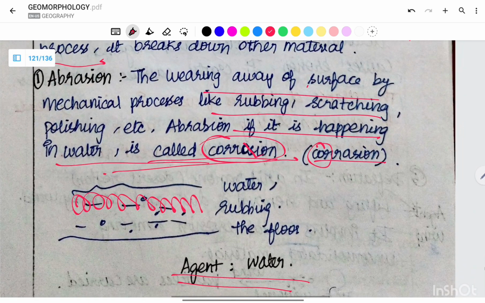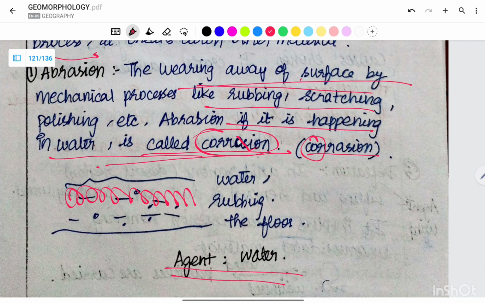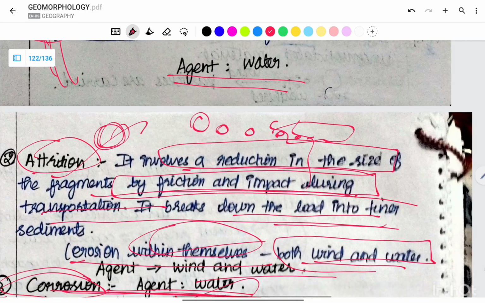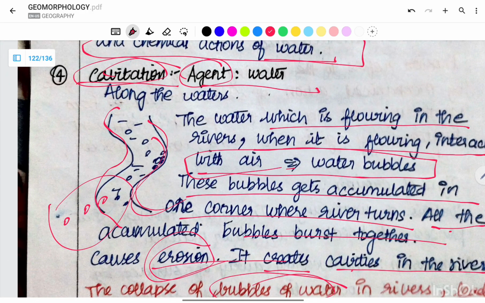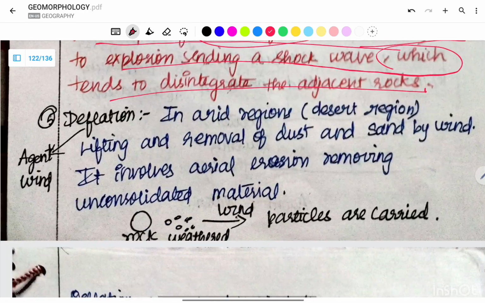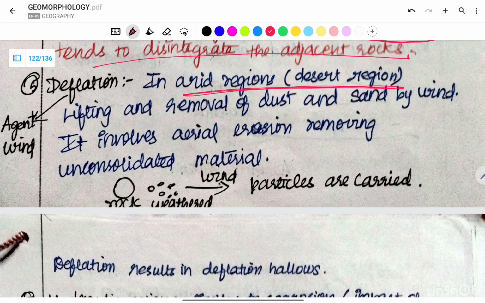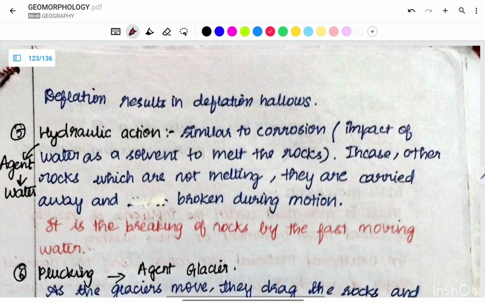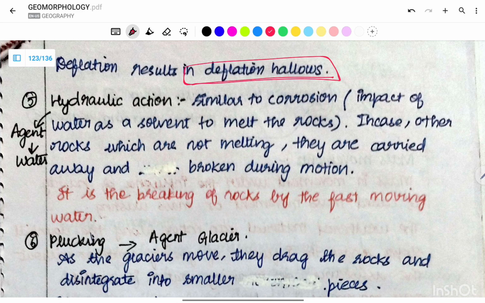Now, what is abrasion? The wearing away of the surface through processes like rubbing and scratching, where it is polished. When it is breaking down, it is attrition. Abrasion, attrition, corrasion, cavitation is water. Deflation occurs in arid and desert regions. It is the lifting and removal of dust and sand by the wind. It involves arid erosion, the removal of unconsolidated material. Deflation results in deflation hollows.